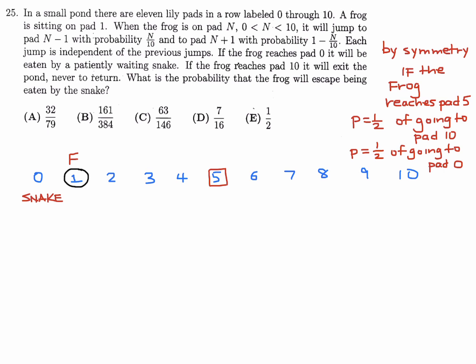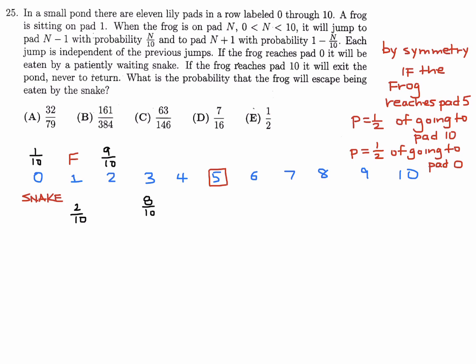So he starts here, and based entirely on the question, the stem, and the information, if he is going to go here, that happens with a probability of 9 over 10. And if he goes here, it happens with a probability of 1 over 10. That's entirely based on the question. If we keep going, and we are now at pad 2, the probability of going back to pad 1 would be 2 over 10, and the probability of going to pad 3 would be 8 over 10.